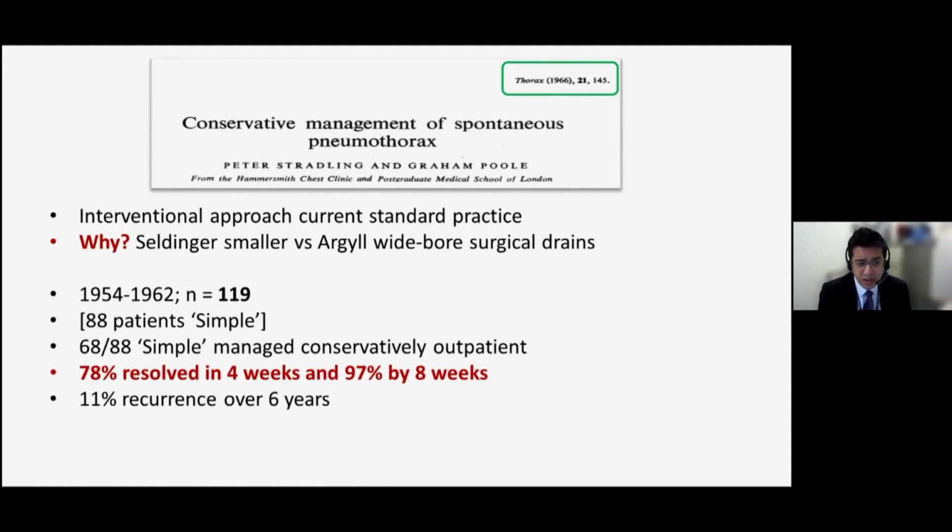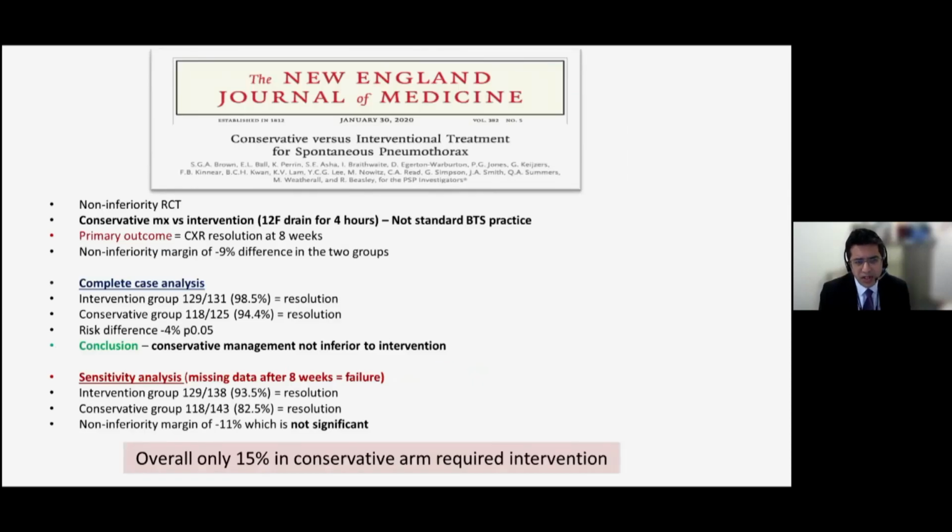So in this study, there were 120 patients who had a simple pneumothorax. About 80%, 88 patients, had a simple pneumothorax. And in about 80% of them who were managed conservatively, the pneumothorax resolved by 4 weeks and almost 100% by 8 weeks. So on to the New England paper published in 2020.